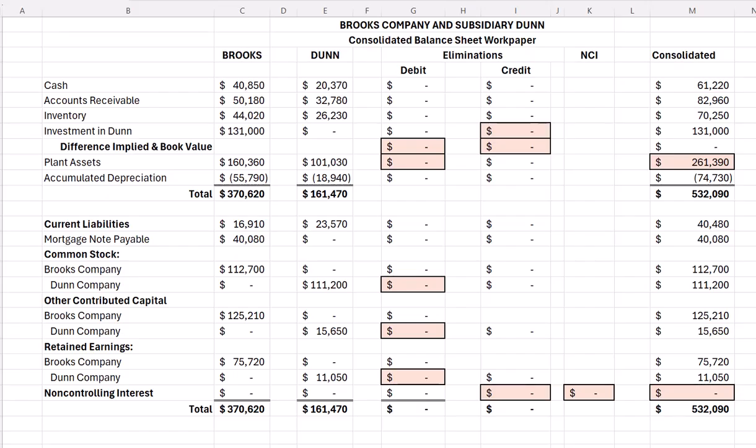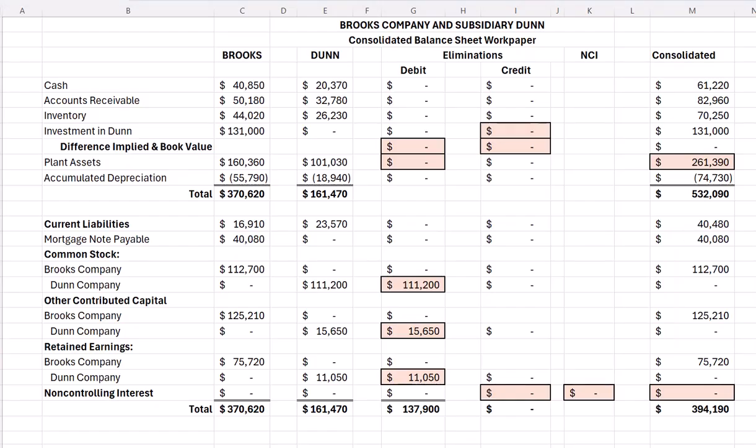So the first thing I'm going to do is get rid of the equity accounts from Dunn. So I'm going to debit common stock. I'm going to debit other contributed capital, and I'm going to debit retained earnings. So now I have eliminated those equity accounts.